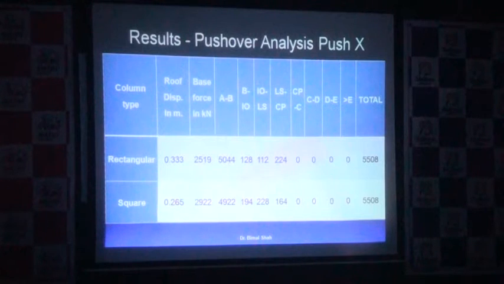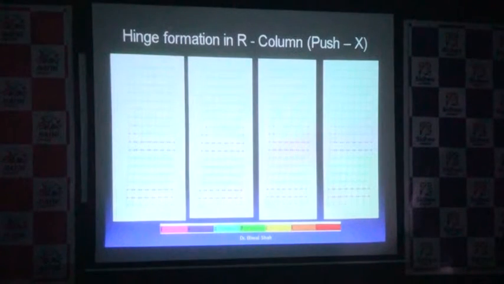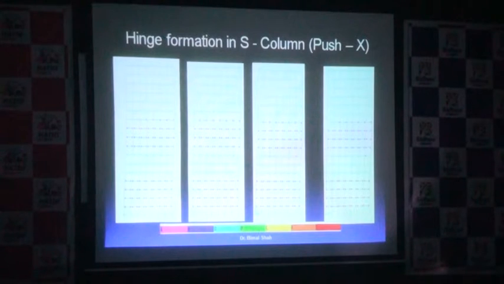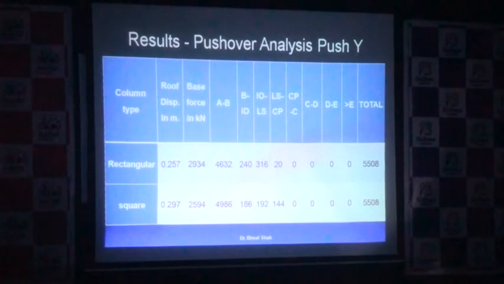So if we see this result, the deformed shape under your push X, for the rectangular column and square column, seems something like this. And further, the frame-wise hinge formations at the performance point, this is the figure which shows various frames in 2D. These are 2D frames which we have selected. So these are for the square columns, and for the push Y similar things were seen. And in the other direction, X direction is your stronger direction, Y direction is a weaker direction, you can see.